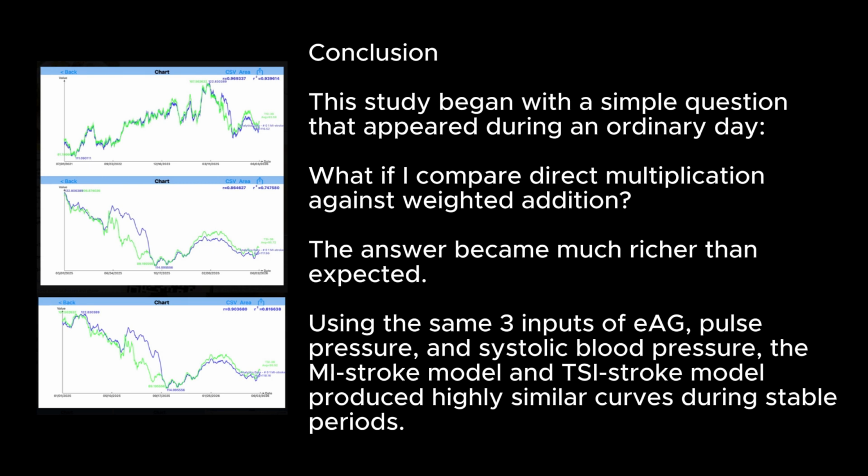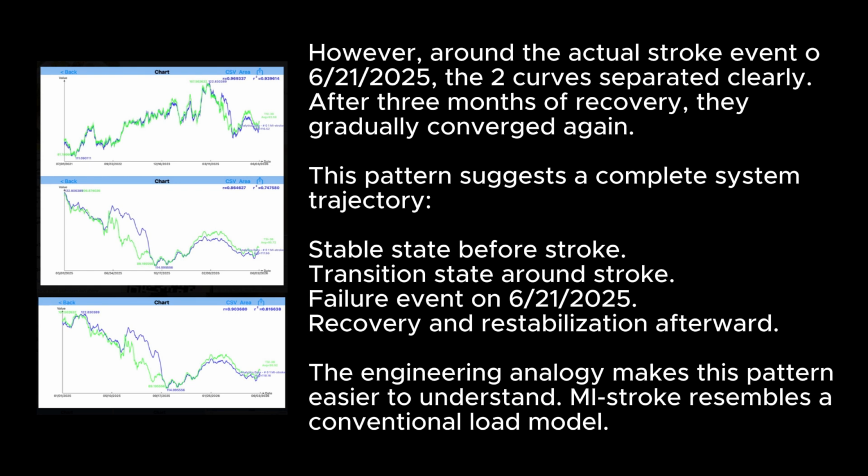The ME-stroke model and TSI-stroke model produced highly similar curves during stable periods. However, around the actual stroke event of June 21, 2025, the two curves separated clearly. After 3 months of recovery, they gradually converged again. This pattern suggests a complete system trajectory: stable state before stroke, transition state around stroke, failure event on June 21, 2025, recovery and restabilization afterward.